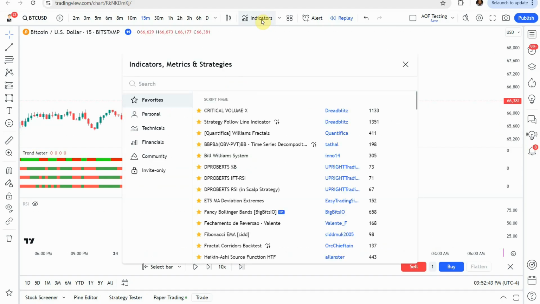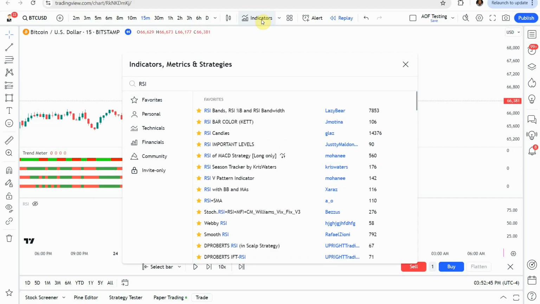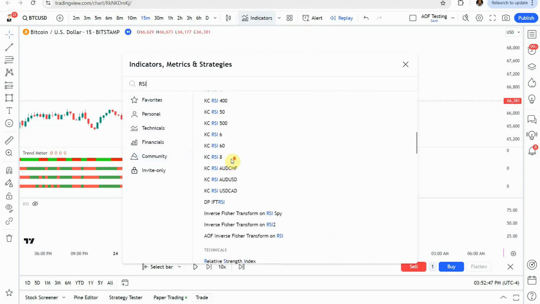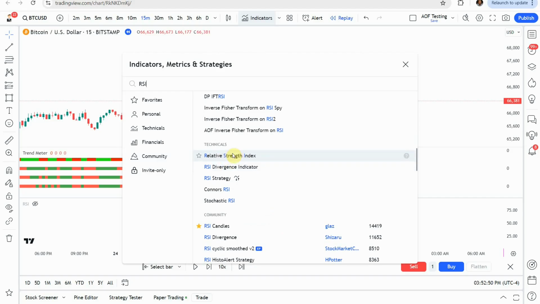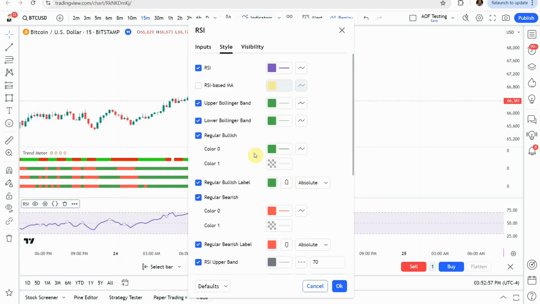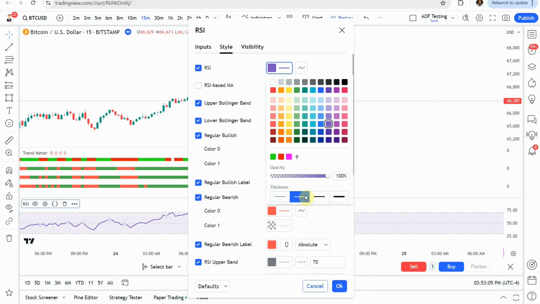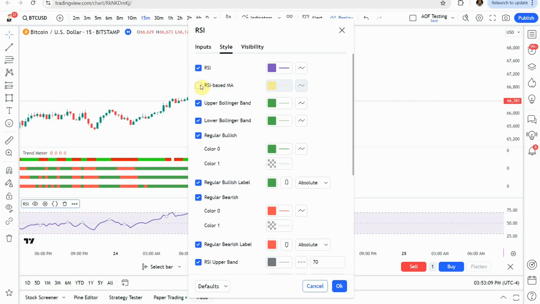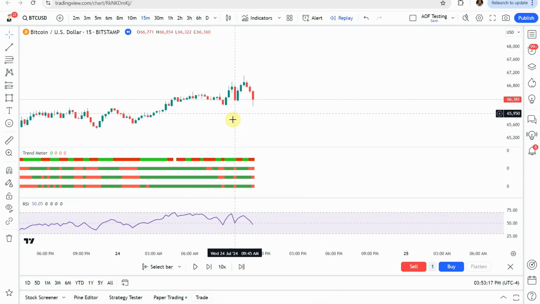Then we're going to add the RSI to the screen, and this is going to be just the standard RSI, the standard relative strength index, this one right here. It's a built-in TradingView indicator. Go ahead and click that, add it to the screen, and jump into the settings of this one as well. Under the RSI here, I'm going to bump up the line weight of it just one notch. And then I'm going to turn off the RSI-based MA, this one right here. Uncheck that and click OK.